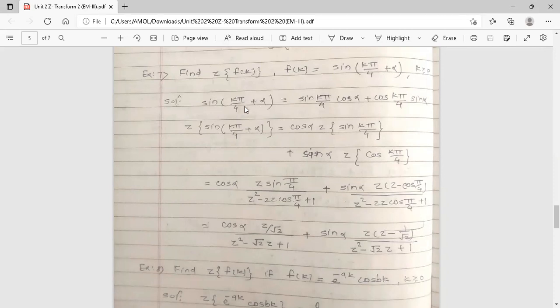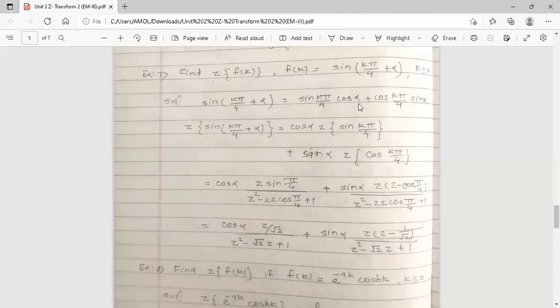Now sine of a plus b means the formula is sine a cos b plus cos a sin b. The value of a is k pi by 4 and the value of b is alpha. So the expression is sine of k pi by 4 into cos alpha plus cos of k pi by 4 into sin alpha. Now taking Z transform on both sides, we have Z transform of sine of (k pi by 4 plus alpha) is equal to, now cos alpha is a constant term, so you write it outside the bracket, into Z transform of sine of k pi by 4.